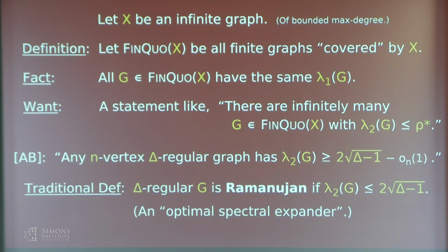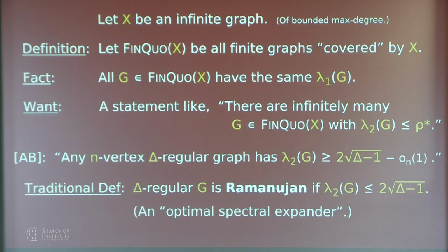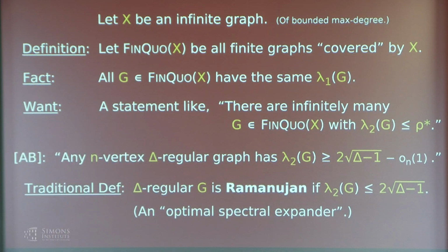And then the traditional definition of a delta regular graph being Ramanujan is just to say that this bound is met. In other words, that the second largest eigenvalue of G is at most this magic number, the spectral radius of the infinite delta regular tree. And these are really cool graphs, the optimal spectral expanders among, in this case, delta regular graphs.